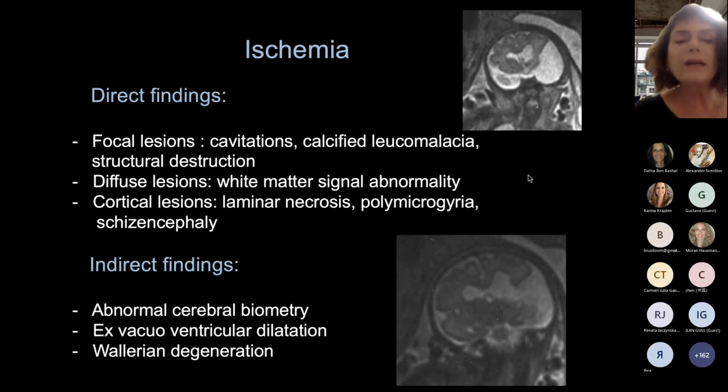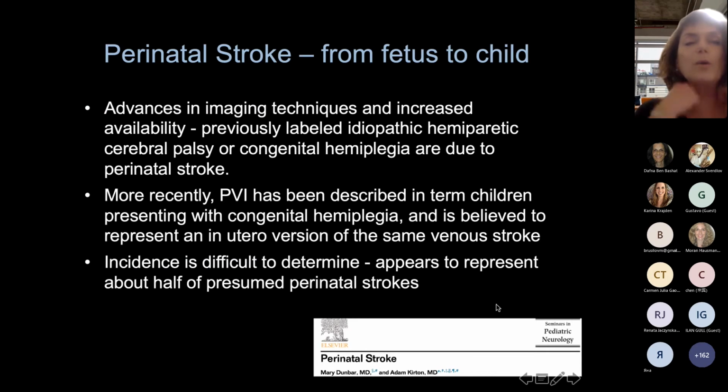So the direct findings of the focal lesions are cavitations, and we can see calcified leukomalacia or structural abnormalities. If there's a diffuse abnormality, there's a lot of white matter signal abnormality. Laminar necrosis is something that is more easily detected on MR. And the indirect signs are, of course, the cerebral biometry or the ventricular dilatation. As seen, this is a very old case, but you can see the abnormal parenchymal loss, the dilatation of the ventricles, and the whole problem.